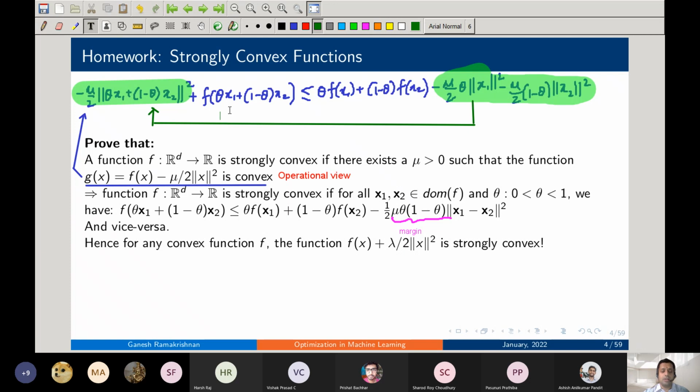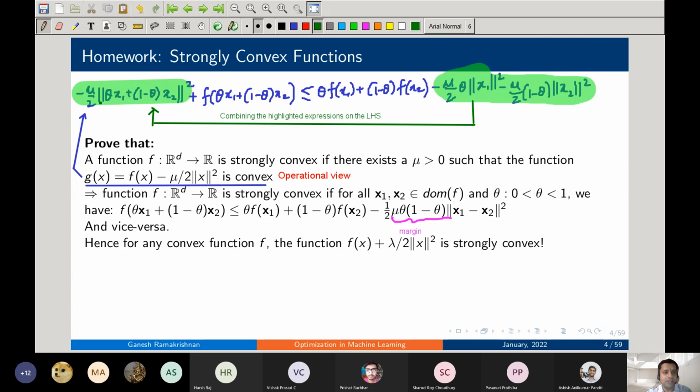So combining the highlighted expressions on the LHS, left hand side, what do I get? I'm going to write that down somewhere else, maybe below. So I'll have this mu by 2 theta norm x1 square, and from here I'll have a mu by 2 minus mu by 2 theta square norm x1 square.